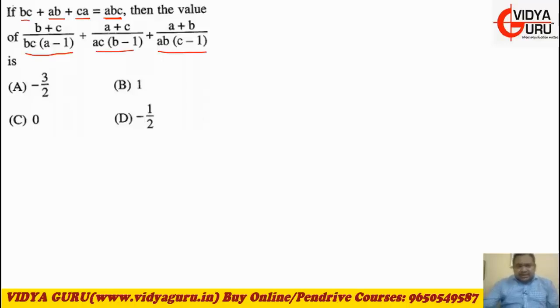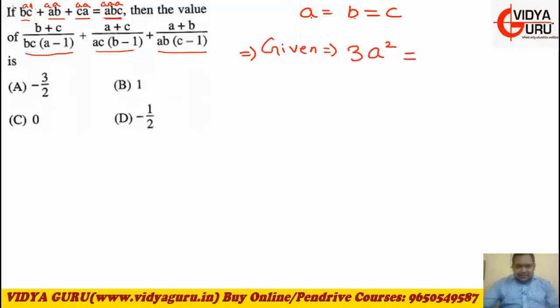So let us see. The given information, after assuming A is equal to B is equal to C, can be written as B into C is equal to A into A, C into A is also A into A, and A into B is also A into A, ABC becomes A into A because A is equal to B is equal to C. So I would say that it is given that A square plus A square plus A square, that means 3A square is equal to A into A cube. So from here A is equal to 3 is given.